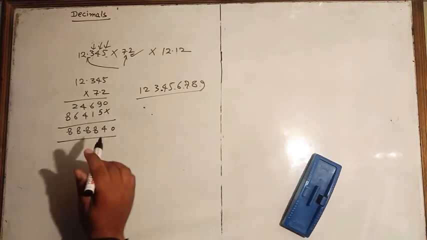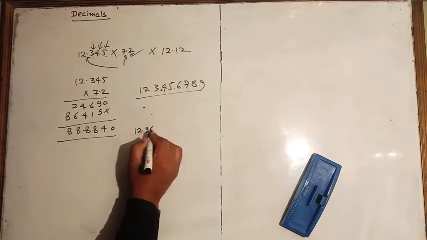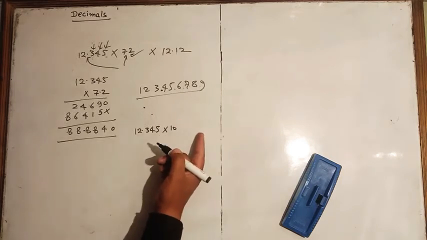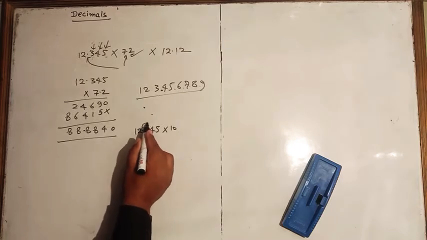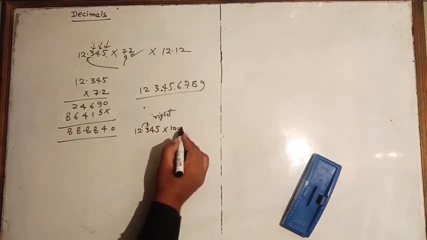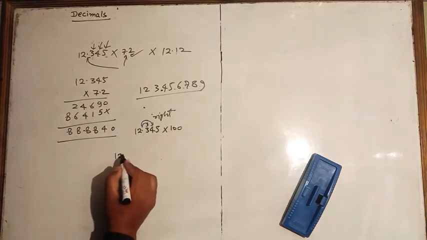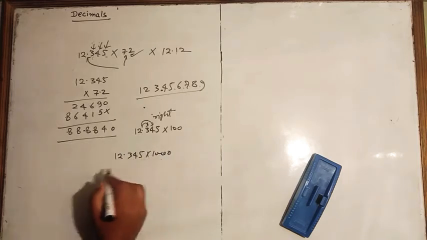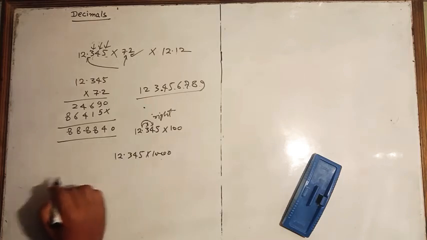One more thing you will remember: if a number is written like 12.345 and we are multiplying it with 10 or a multiple of 10, then what will happen? If we are multiplying with 10, this decimal will move one place right. If we are multiplying it with 100, then this decimal will move 2 places right. If we are multiplying with 1000, how many zeros are there? 3, so this decimal will move 3 places right.